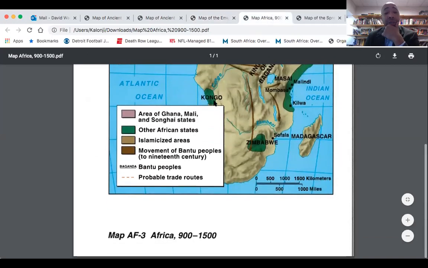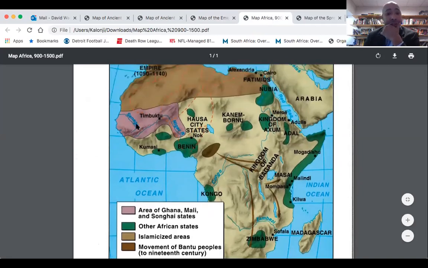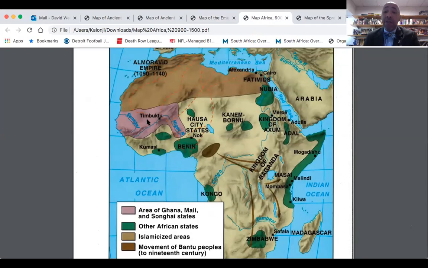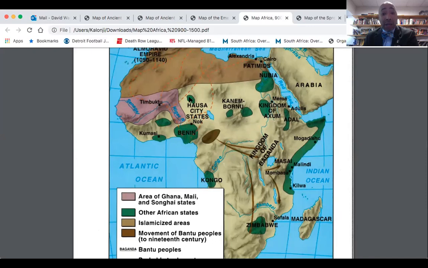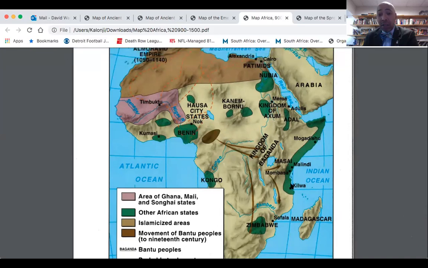Now, this is a map of Africa 900 to 1500 AD, leading up to European contact in sub-Saharan Africa, right? First, you see Timbuktu. You might have heard of Mali, you might have heard of Mansa Musa, Timbuktu, right? The area of Ghana, Mali, and the Songhai states, right? So you see that group large, right? Then you have the Hausa city-states that may have shrunk, but Benin grew, Kumasi, right? Aksum, Nubia, right? You had Maasai along here, right? So you might have heard of Mogadishu, Black Hawk Down, right? Kilwa, Malindi, Mombasa, right? You have Great Zimbabwe, right?